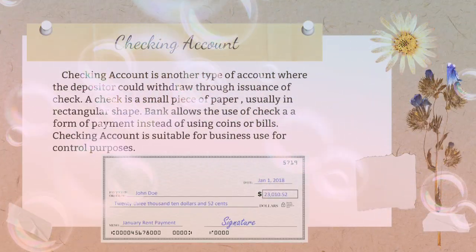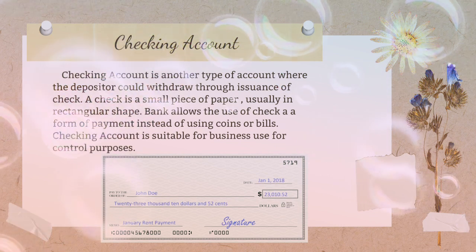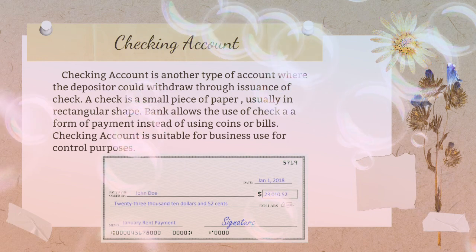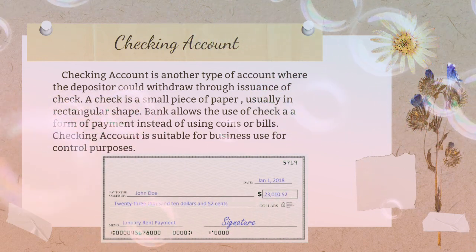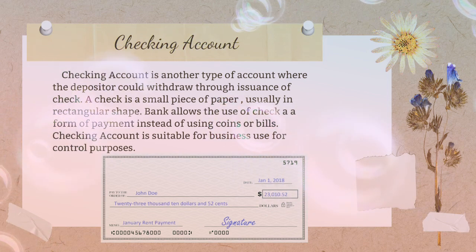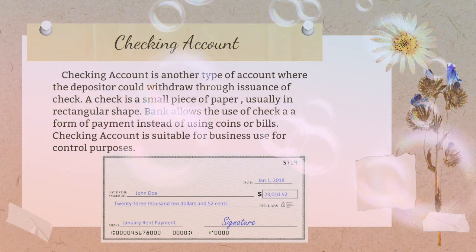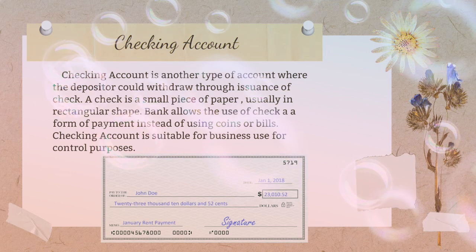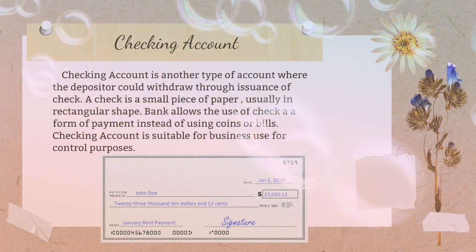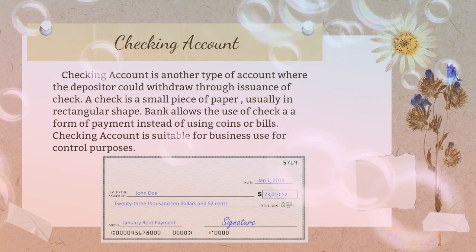The third type of account is checking account. A checking account is another type of account where the depositor could withdraw through the issuance of a check. A check is a small piece of paper, usually rectangular in shape. The bank allows the use of a check as a form of payment instead of using coins or bills. A checking account is suitable for business use for control purposes.